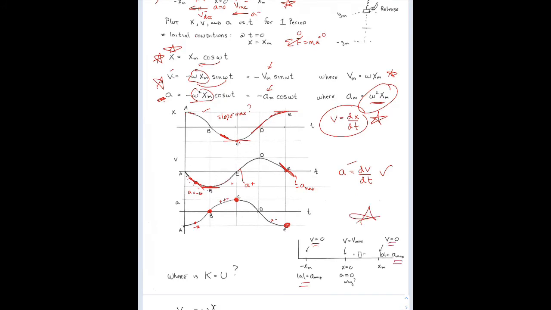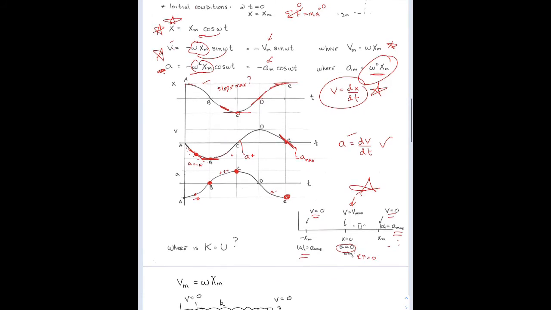So here I just drew the summary. The velocity is 0 at the endpoints. The acceleration is maximum in magnitude at the endpoints. The velocity is a maximum at the center. Remember, the acceleration is 0 at the center, and the reason is because the net force is 0. That's the relaxed position of the spring.